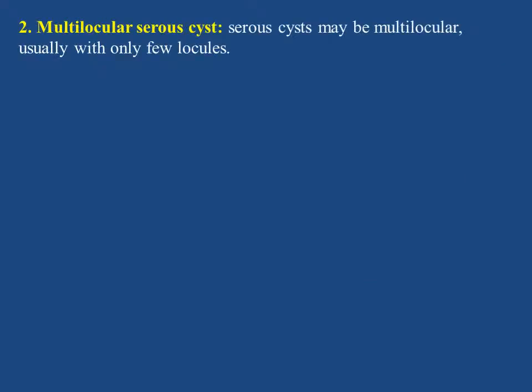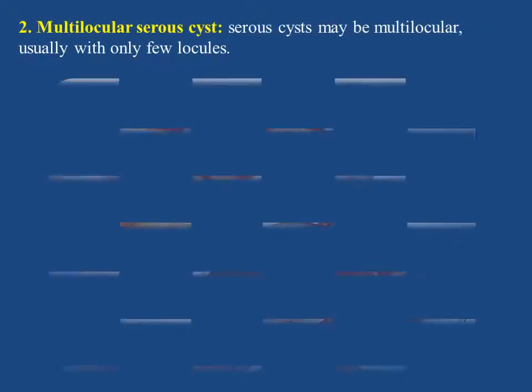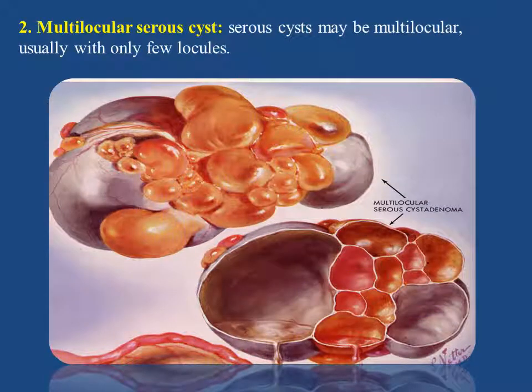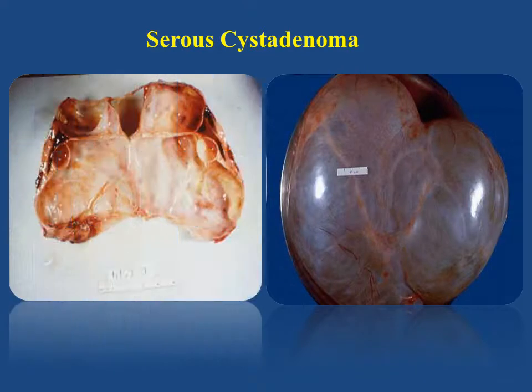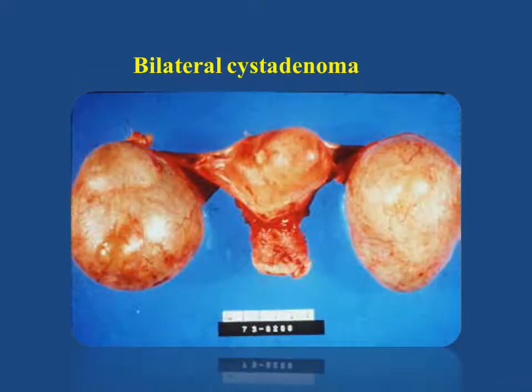Then the multilocular serous cyst, they may be multilocular with only a few locules. This is serous cystadenoma. This is the multilocular with thin wall. This is bilateral in 30% of cases.